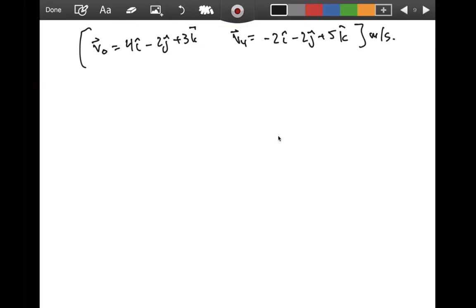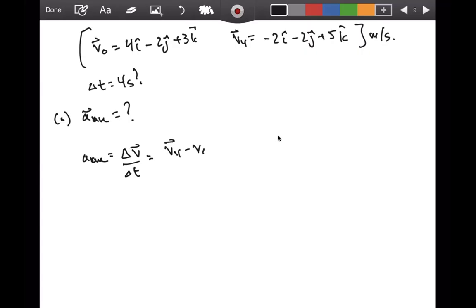So in this case, it wants to know, over that time range of delta t equal to 4 seconds, what is the average acceleration that this proton feels? What is my average acceleration in unit vector notation? So what do we know? We know for part A here, my average acceleration is simply equal to my change in velocity divided by my change in time, which is going to be the same thing then as what? My final velocity v4 minus my initial velocity v0, all then divided by my change in time.